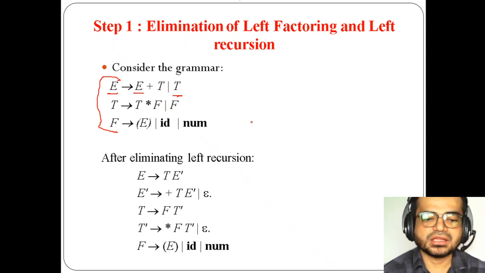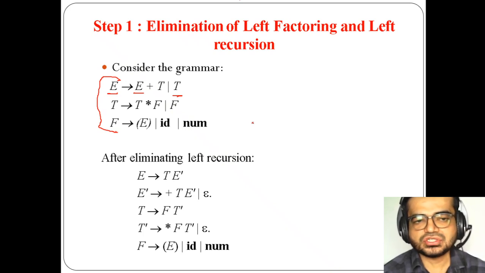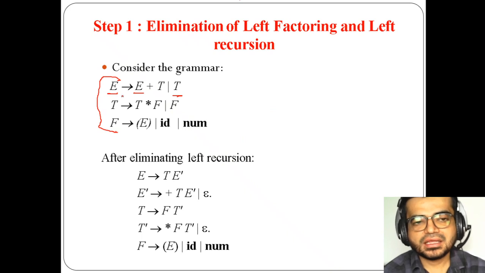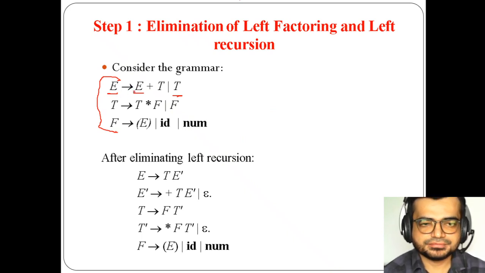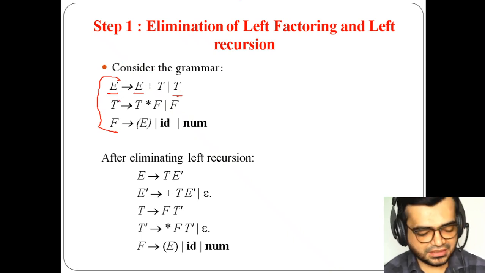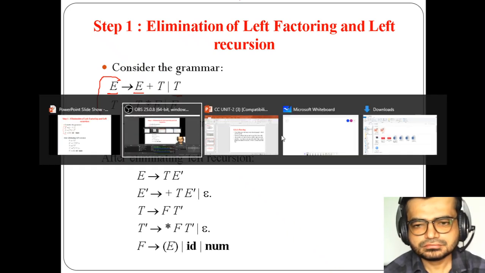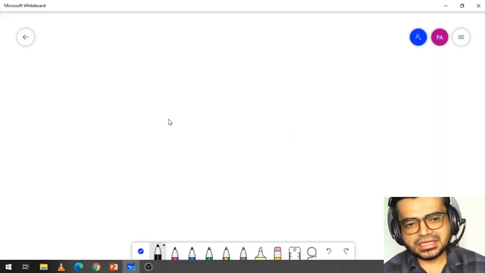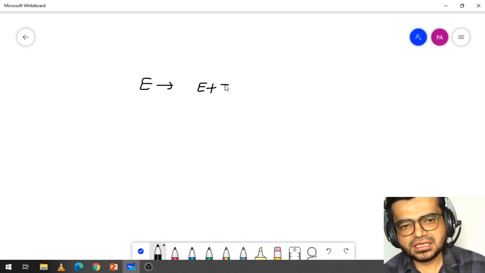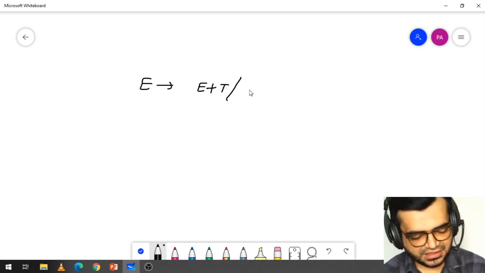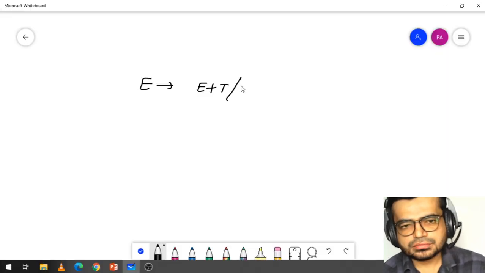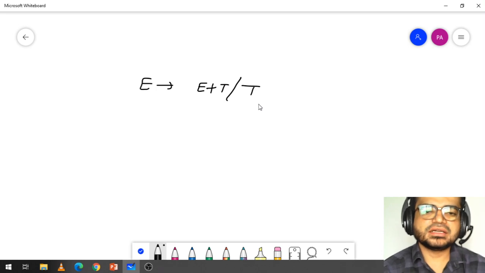Okay, here there is left recursion. How can you say that it is left recursion? Left recursion means the same symbol is recursively repeated. For example, the grammar here is E goes to E plus T, or T, right? So how can you say that it is left recursive?